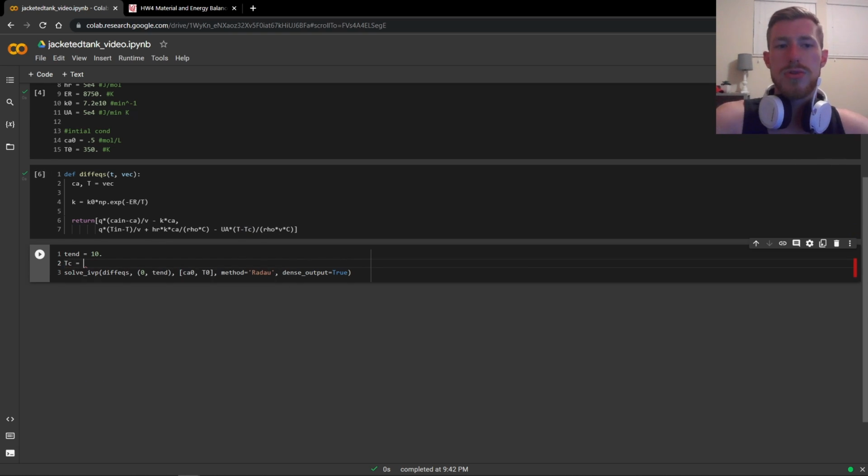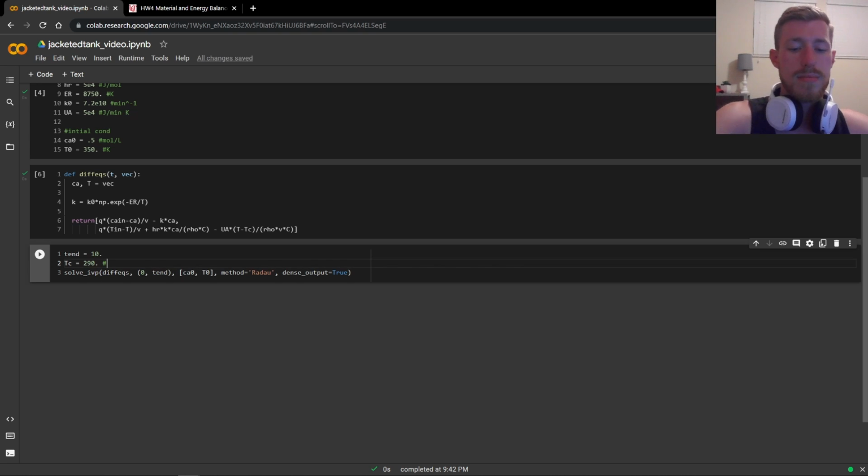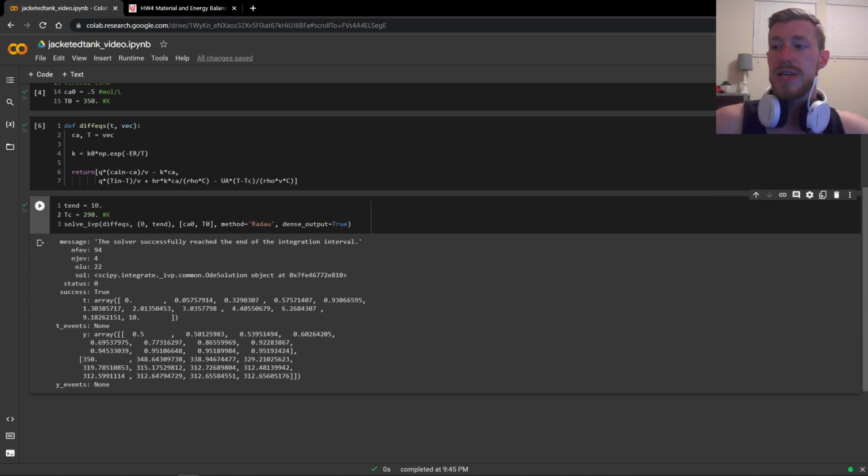So the first one we're going to do is the one where we lower the temperature from 300 to 290 Kelvin. So we're going to test through the 290 Kelvin first. And if we do this, we see it has successfully reached the end of the integration interval. We see that we have our success. Our solution is right here, this object at memory. So that's the one we care about.